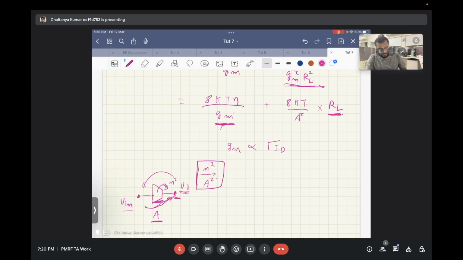Yes, sir. Sir, while we are considering input noise, we need to consider the gain, sir. Yes, you need to consider the gain. The gain from input to output, the square of that gain will be divided to get the input referred noise, right? For output noise, for input noise, what is the variation, sir? I'm not getting the point.